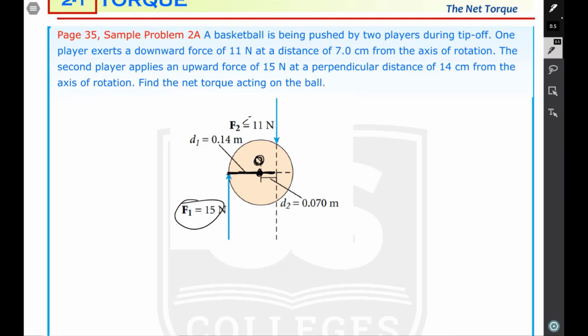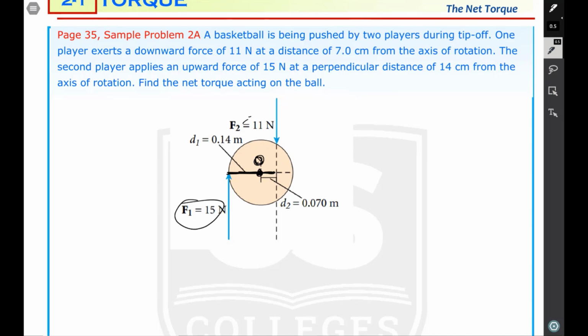And find the net torque acting on the ball. This is the question. So there are two forces acting on the ball. So then you are going to calculate the torque of each force, and you are going to add them.